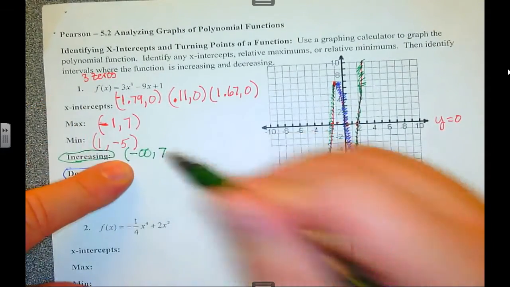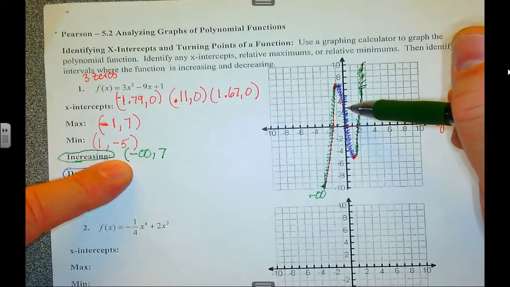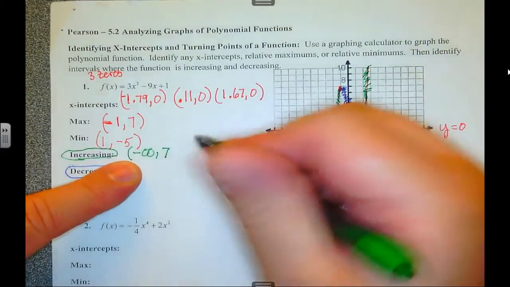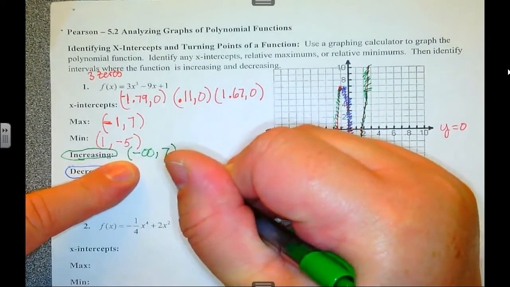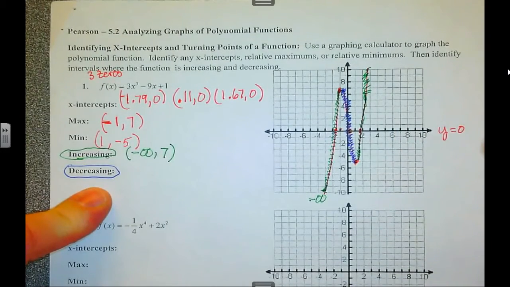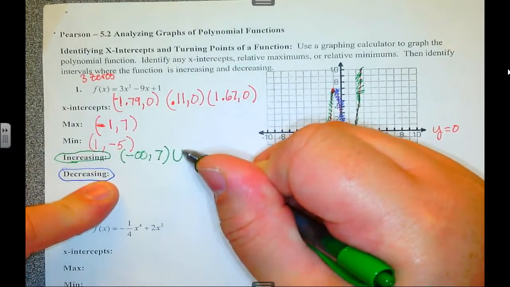Okay. But it's kind of a turning point. Doesn't really stop or include 7. That you guys will learn in pre-calc and calculus. We're going to use a parenthesis. For increasing and decreasing, we're never going to use brackets, okay? Okay, where else is it increasing? Union.